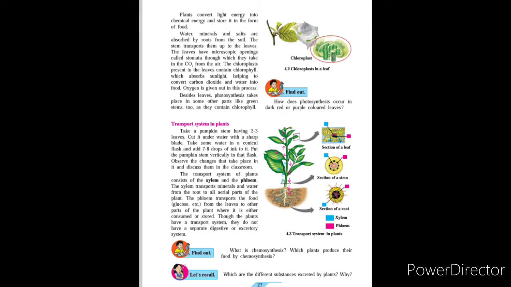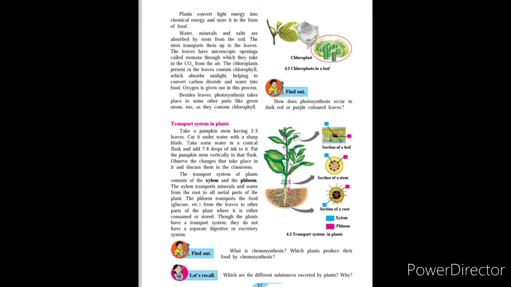In the previous video we saw the chemical reaction of photosynthesis, that is 6 CO2 plus 6 H2O. In the presence of sunlight and chlorophyll we get glucose, and oxygen is released from that reaction. So we'll go to the next page, page number 27. Open your textbook, page number 27, lesson number 4.